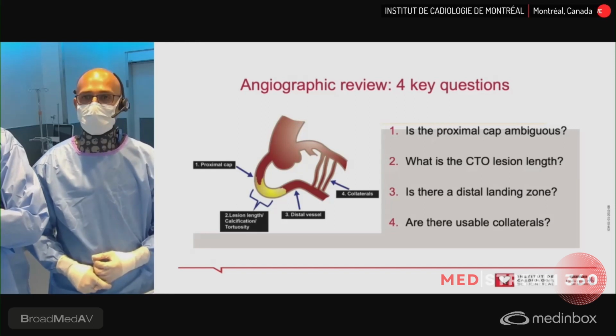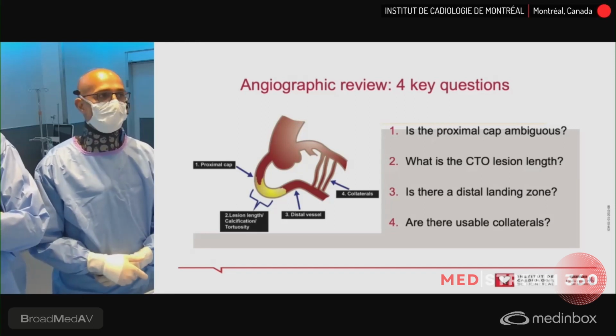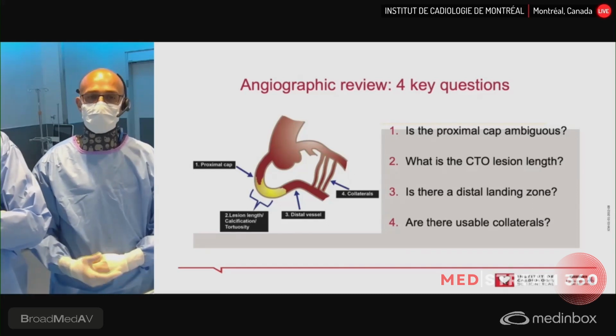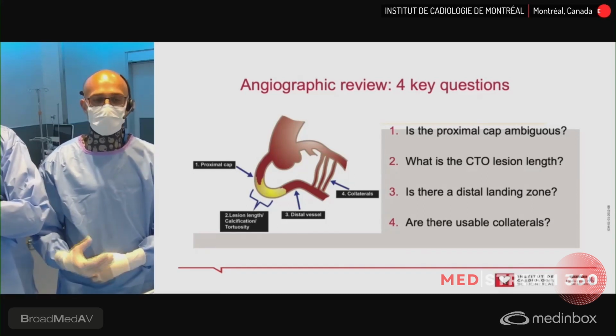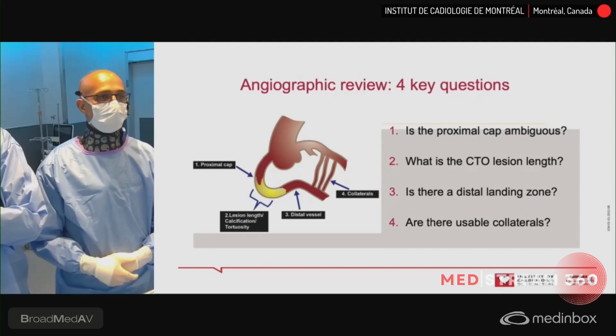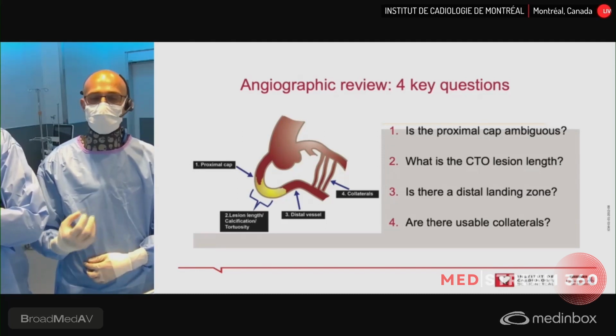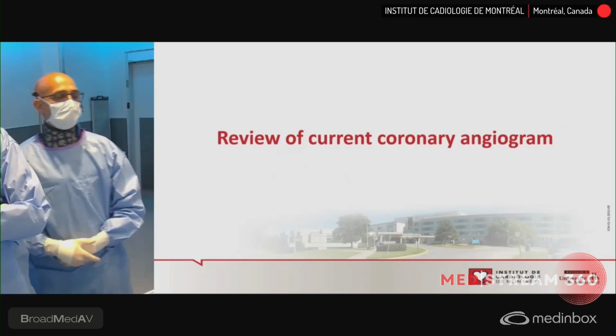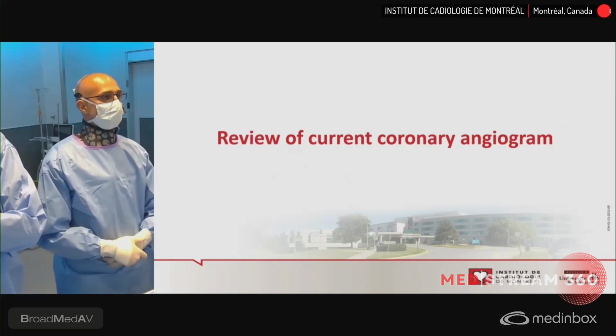Are there bridging collaterals? Are there septal collaterals or epicardials? And to what degree are the collaterals developed, and the tortuosity? All these are questions that you need to answer when you do your dual injection. And then you go through the hybrid algorithm. So we'll review currently the angiogram, and I'll let Philippe take over here.